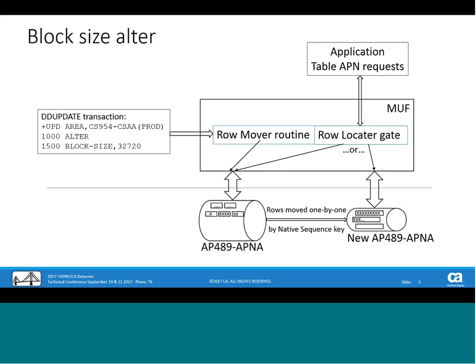You then initiate the DD update transaction here to actually start the move. And what that is doing is exploiting these two new technologies I mentioned before. One is the row mover routine. The row mover routine just moves the records one by one. At the same time, what they're calling the record locator gate, actually I don't know how official that is, is identifying the rows that have been moved and where they belong. So as your application continues to access APN, it knows to go to either the old area or the new area as the move takes place. So that's a quick picture of how this process works.